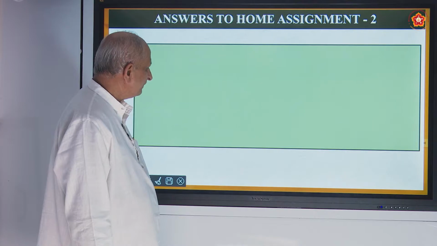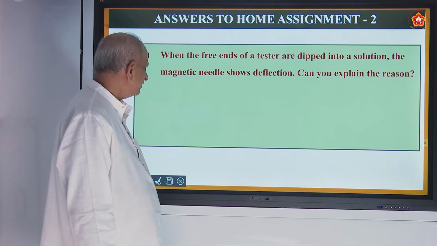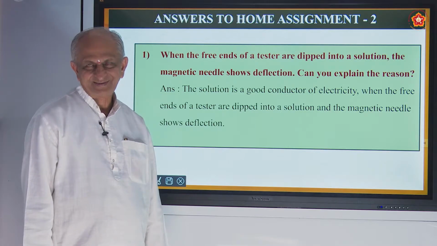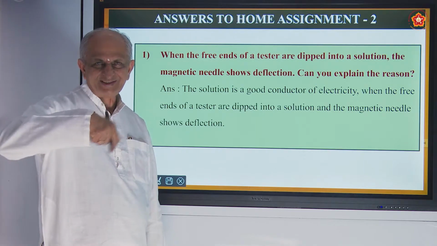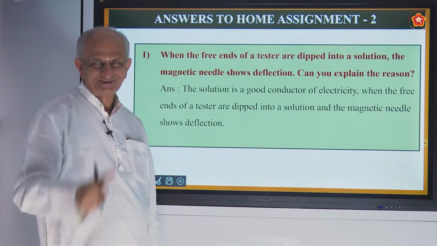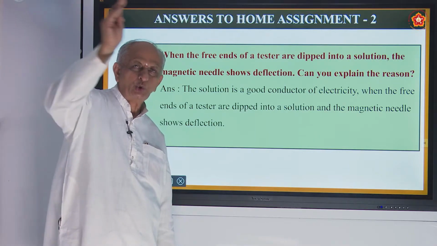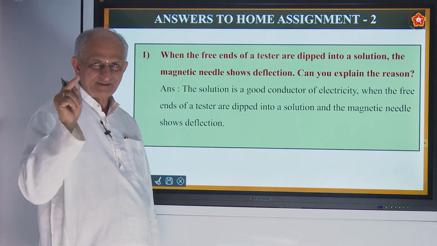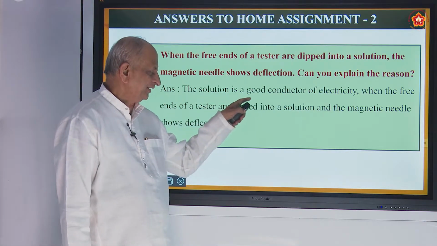And let us see home assignments. When the free ends of a tester are dipped into a solution, the magnetic needle shows deflection. Can you explain the reason? So there is a magnetic needle. What is the direction in which the needle comes to rest? Yes, north to south. Why does it happen like that? Because Earth is a huge magnet, and in that magnet always the magnetic needle shows north-south direction. The solution is a good conductor of electricity.